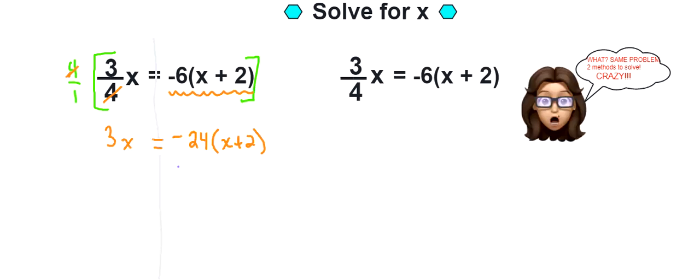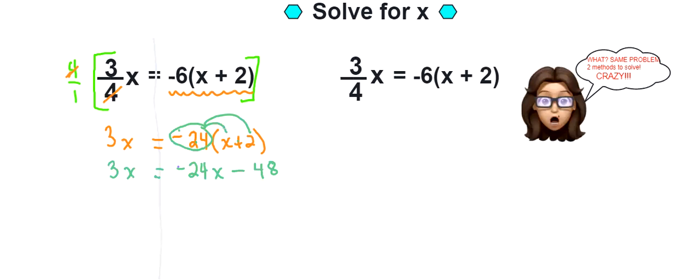Next, we got to decide what we're going to do. How about if we distribute the -24 through on the right side? So I got 3x equals -24x. And then a negative times a positive is a negative. 24 times 2 is 48. So I took this negative and I multiplied both terms in the parentheses by it. Now look at this crazy thing. What the heck are we going to do with this?